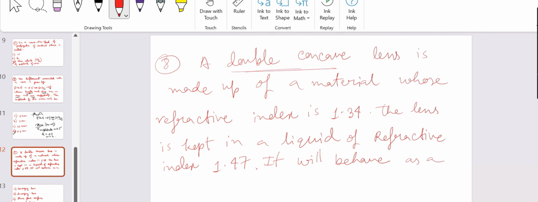So it is a double concave lens. Normally, a double concave lens behaves as a diverging lens when it is in air, where the refractive index is 1. But if a double concave lens is kept in a surrounding whose refractive index is more than the lens, it will act as the opposite, that is, a converging lens. That is similar for a convex lens also. A convex lens is always a converging lens, but if we keep it in a medium whose refractive index is more than the material, it will act as a diverging lens.